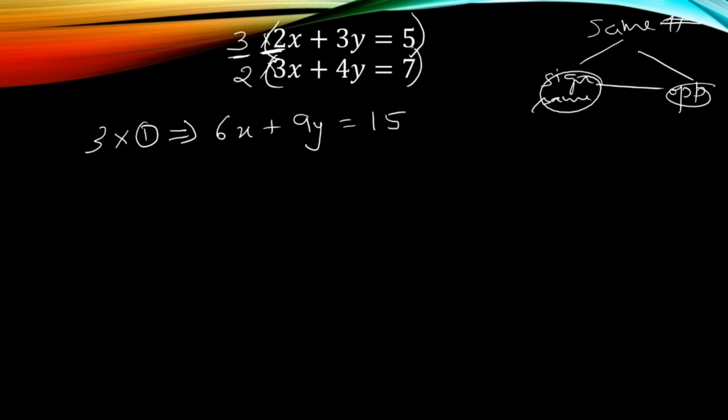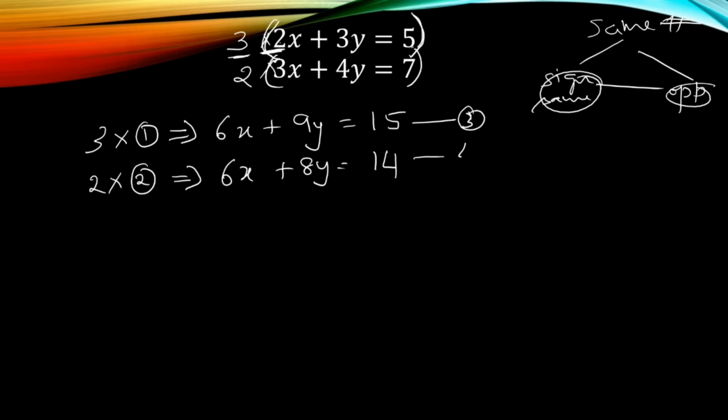Usually people forget to multiply the right hand side, so it's always better you put the bracket like this. The second one is 2 times equation 2, which would give me 6x plus 8y equal to 14. Now the new equations, maybe I can call these 3 and 4. These are the two equations I'm going to solve now.